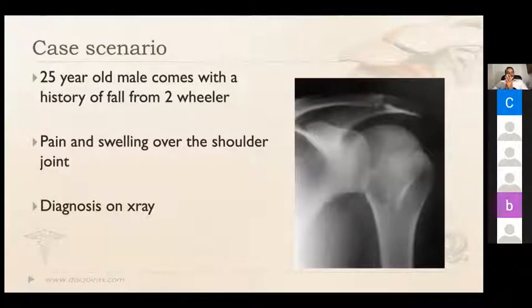A case scenario: a 20-year-old male comes with a history of fall from a two-wheeler. There is pain and swelling of the shoulder joint. What's your diagnosis on the X-ray? Come on. Do you see something abnormal? Is the picture clear? Is there a fracture of the greater tuberosity? You said greater tuberosity, isn't it? Yeah, there is something going on there.